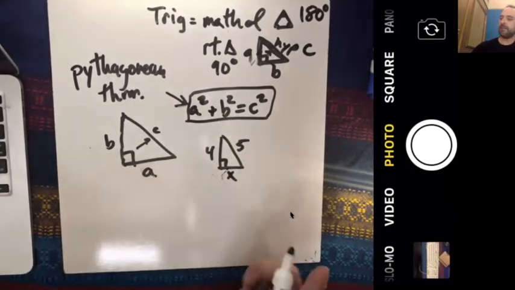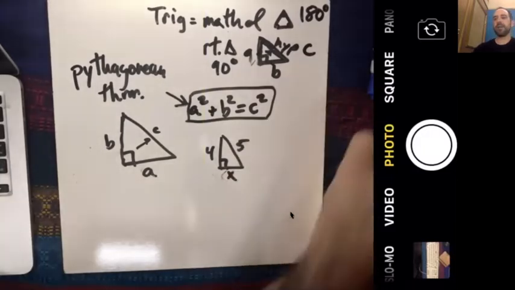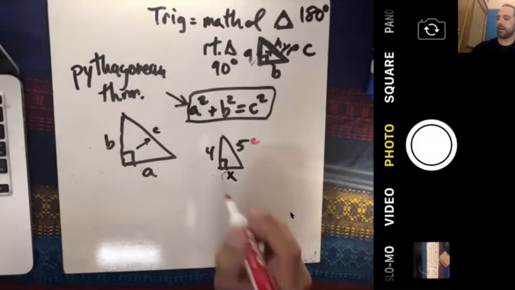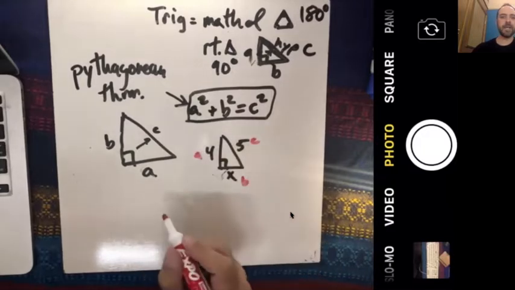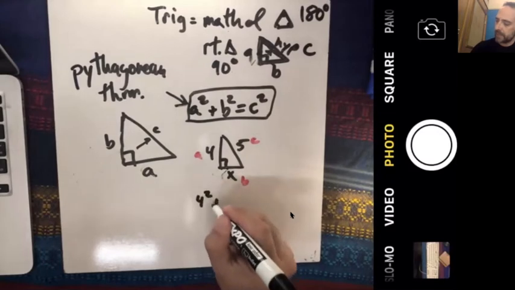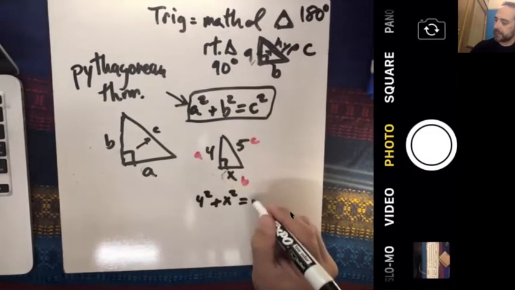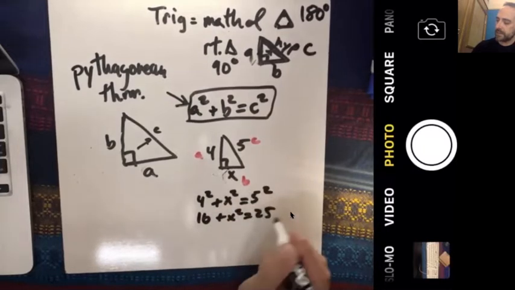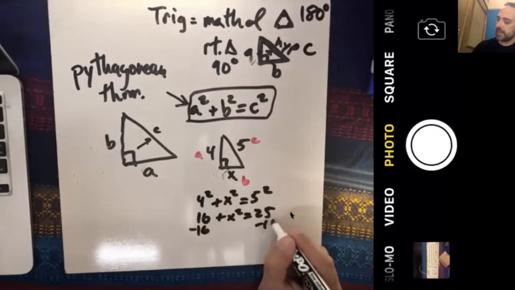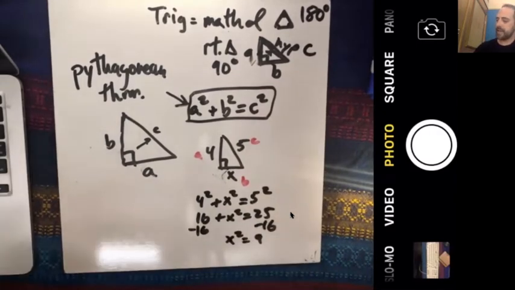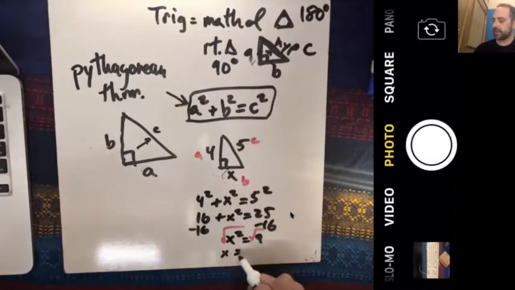But if we have this situation, we just have to start by saying, well, which is my C value? Always start with that. We'll call this A, we'll call it B. Now we're ready to take those values, A, B, and C, and put them into the Pythagorean theorem. 4 squared plus X squared is equal to 5 squared. 16 plus X squared is equal to 25. Subtract 16, and we get X squared is 9. You take the square root of both sides, and you end up with X is equal to plus or minus 3.